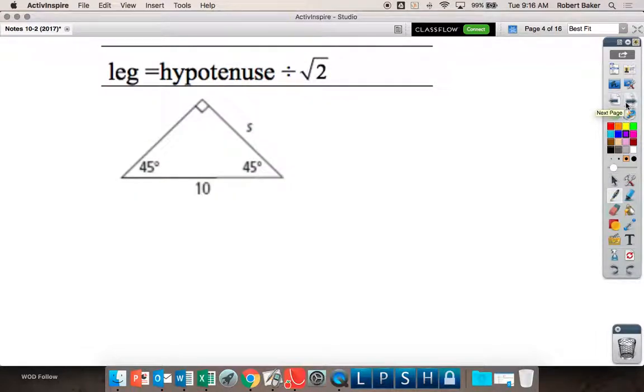So here we go. We have a hypotenuse. I need to use that hypotenuse and find the leg. And it says the leg is equal to the hypotenuse divided by the square root of 2. You guys can see how nasty this might be. So what is the length of the leg? Or what is the length of the hypotenuse? 10.